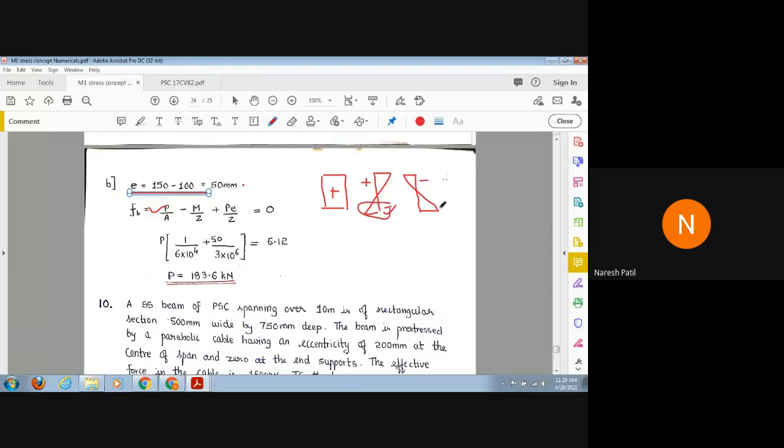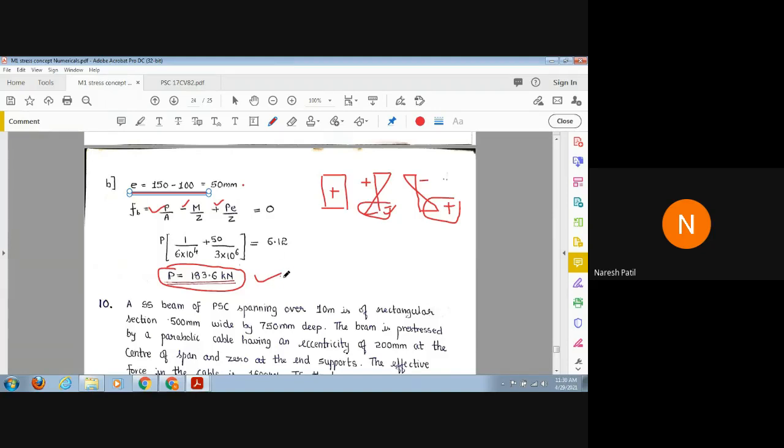And at the bottom we have again plus P by Z. So here we have minus M by Z plus P by Z equal to 0. And after this calculation, we got the pre-stressing force as 183.6 kilonewton. The pre-stressing force required to balance the moment is 183.6 kilonewton.